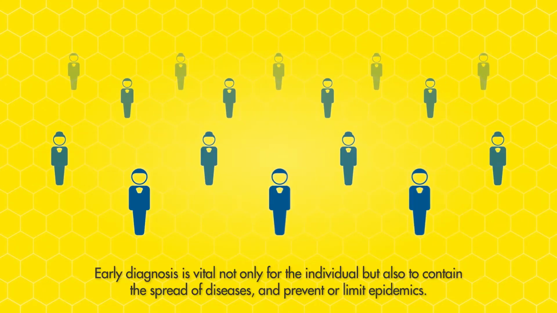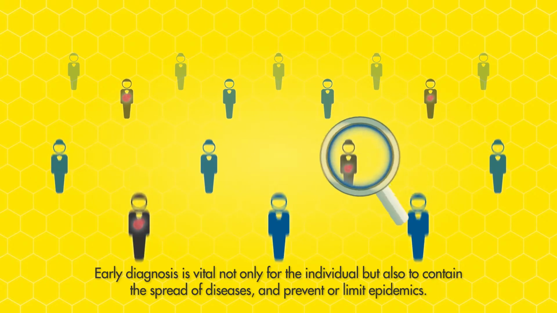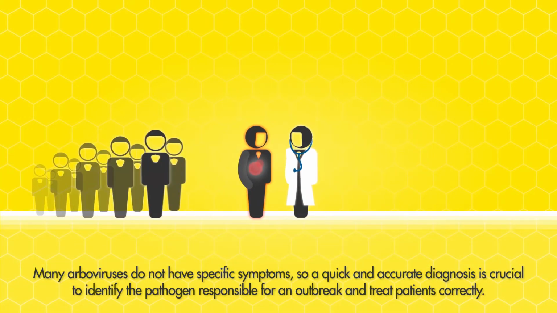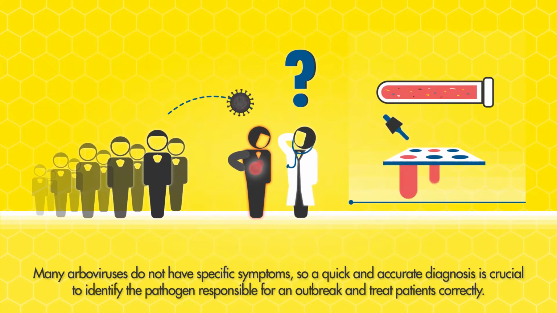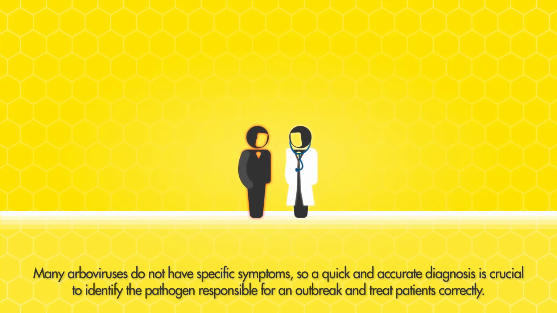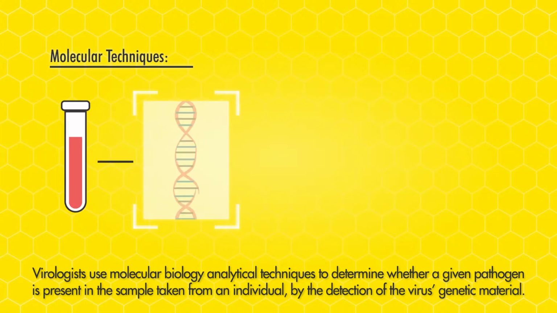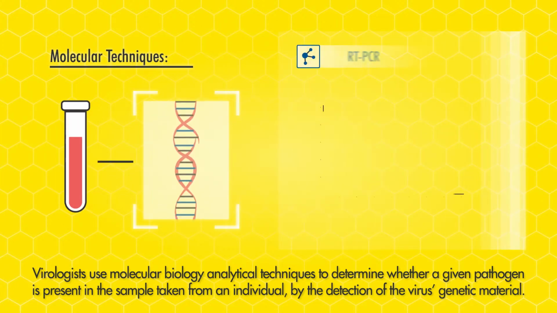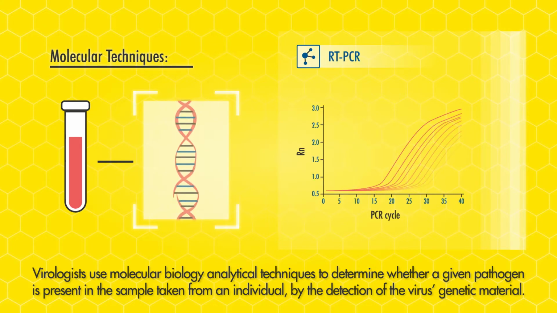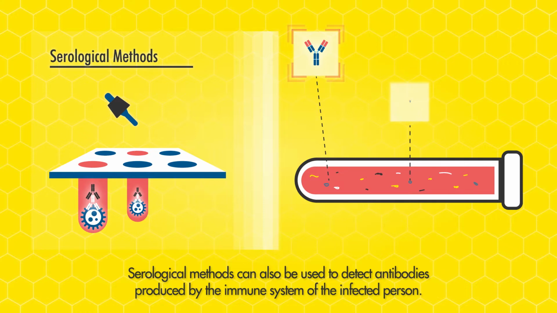Early diagnosis is vital, not only for the individual, but also to contain the spread of diseases and prevent or limit epidemics. Many arboviruses do not have specific symptoms, so a quick and accurate diagnosis is crucial to identify the pathogen responsible for an outbreak and treat patients correctly. Virologists use molecular biology analytical techniques to determine whether a given pathogen is present in the sample taken from an individual by the detection of the virus's genetic material. Serological methods can also be used to detect antibodies produced by the immune system of the infected person.